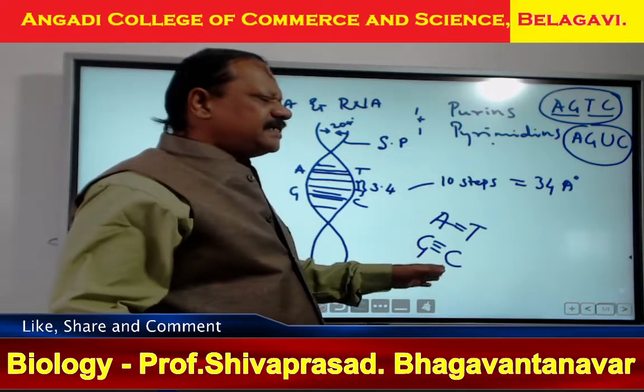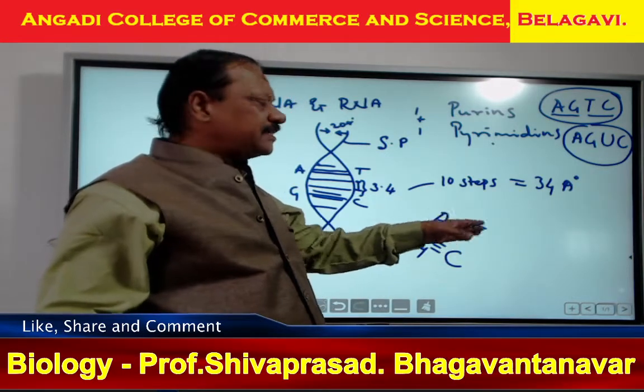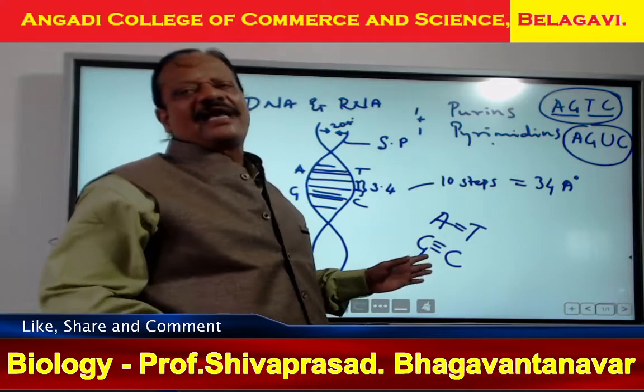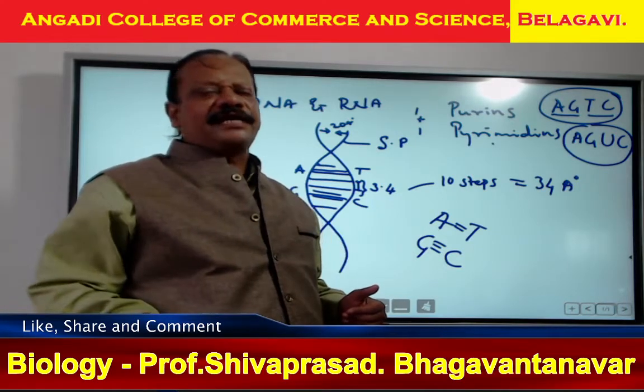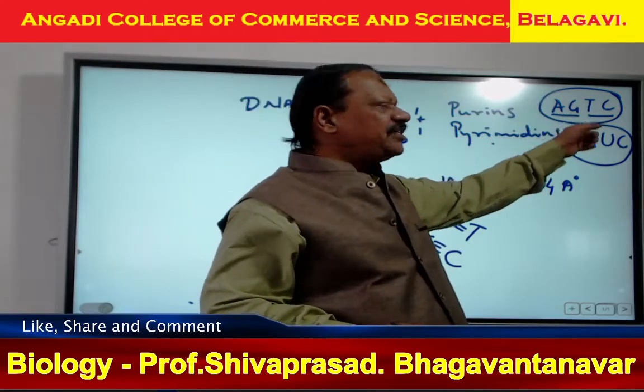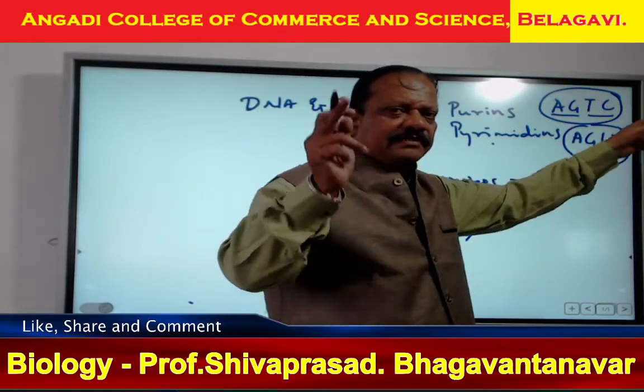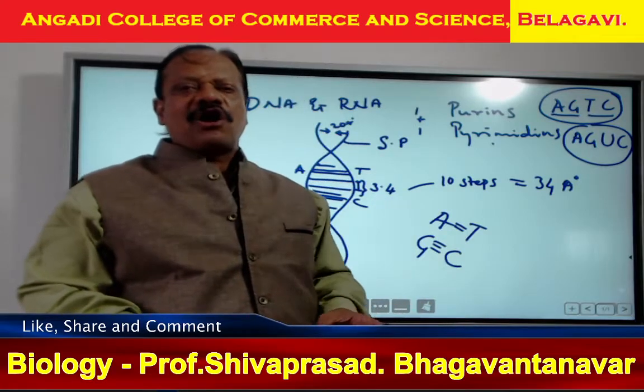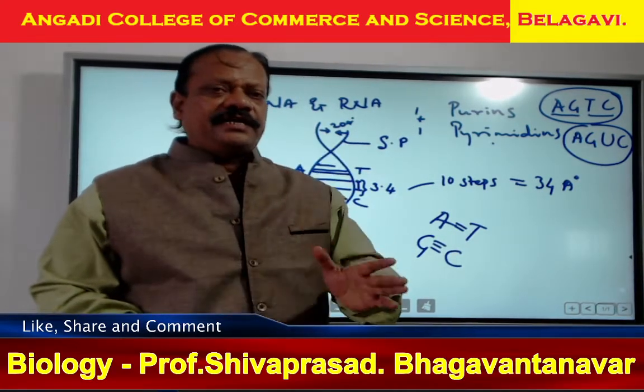Okay, it may be GC, it may be AT or TA or CG. So like this, the combinations are taking place in DNA. So if suppose the combination is AGTC, then that nucleic acid is called DNA only.